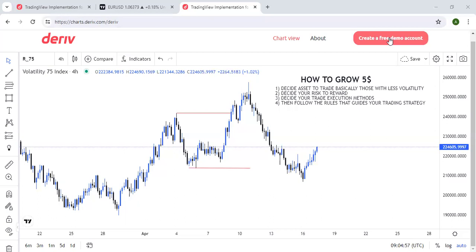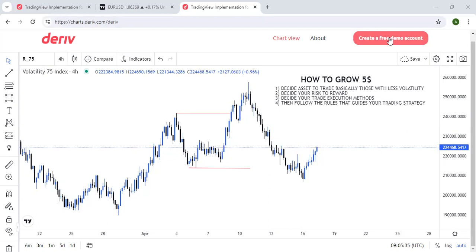And also under Boom and Crash, I think you can actually trade Crash 1000 with $5. You can trade Crash 500 with $5. You can trade Boom 500 with $5. And you can also, no, you can't trade Boom 1000 with $5. The margin will not allow you to even place a trade. So as of the moment, those are the assets you can trade. Under Crash and Boom, you can trade Crash 500, Crash 1000, Boom 500.